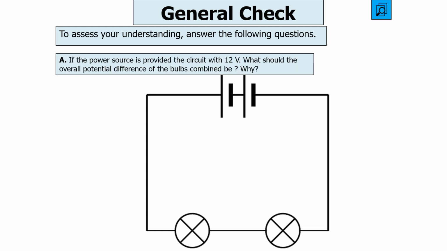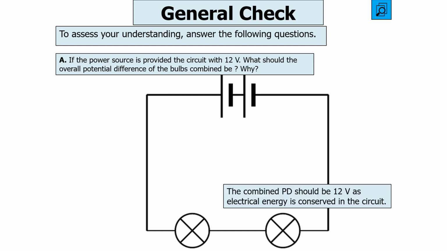The next question says, if the power source provides the circuit with 12 volts, what should the overall potential difference of the bulbs combined be and why? So pause the video now, unpause the video when you want to go through your answer. Right, the combined potential difference should be 12 volts as electrical energy is conserved in the circuit.